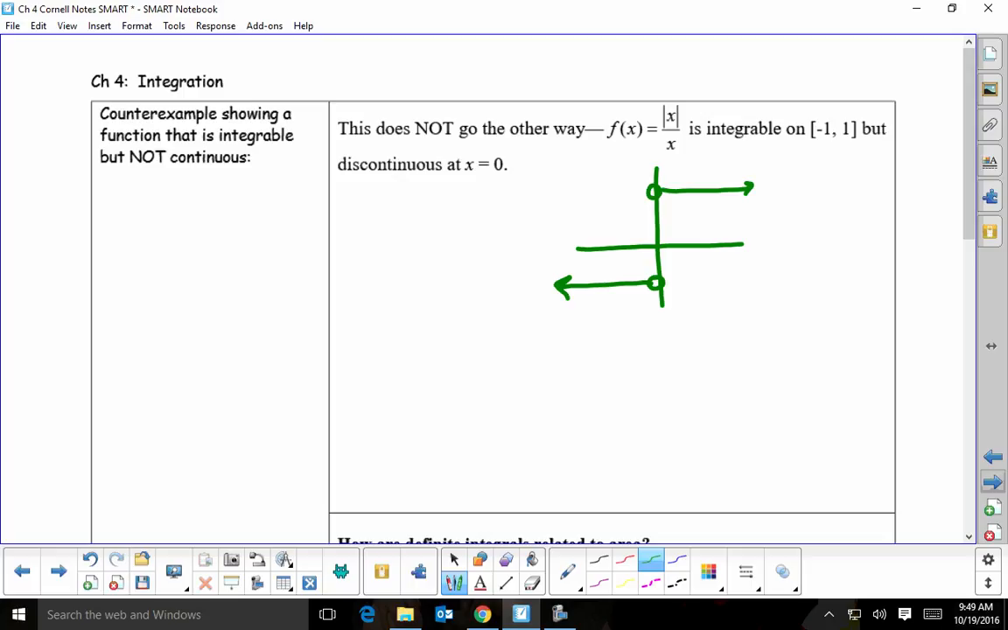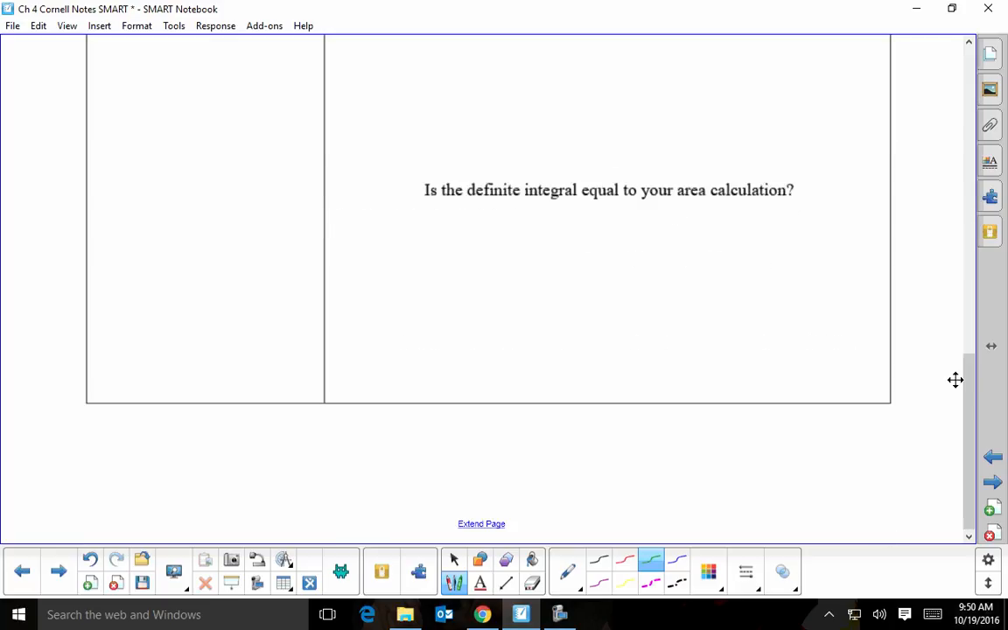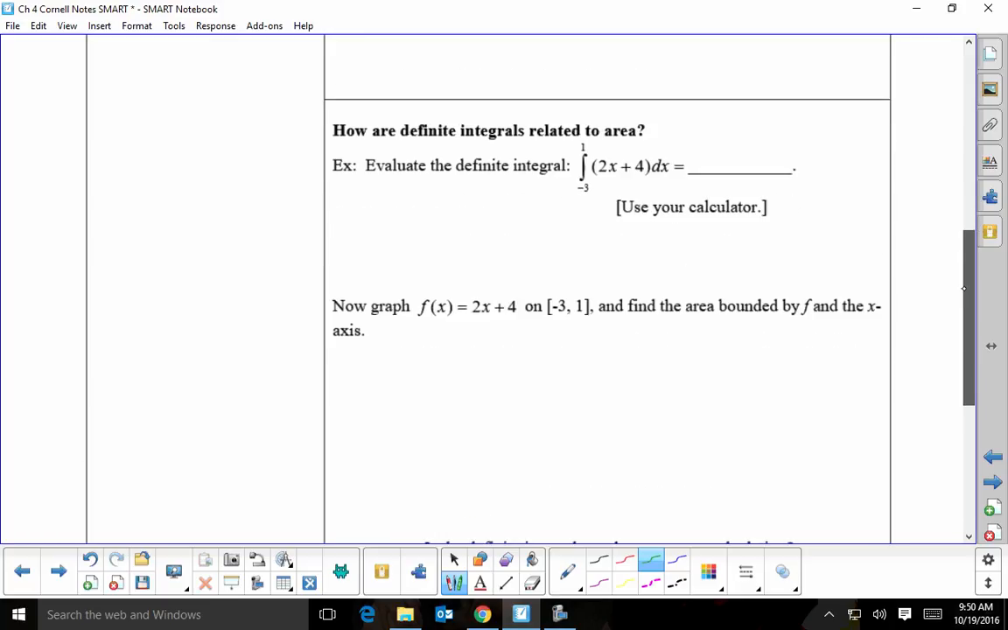So I can integrate everywhere except for the 0. At 0 is the only place that I can't get that because it's discontinuous. But I can integrate everywhere else. Anyway, I'm not too concerned about that. But so we're going to look here.